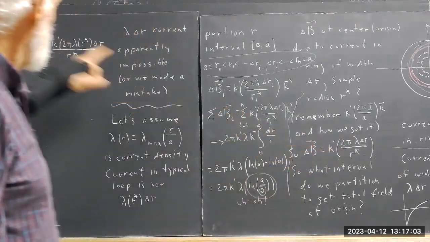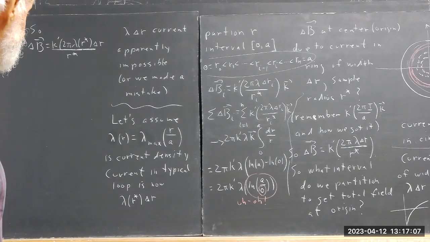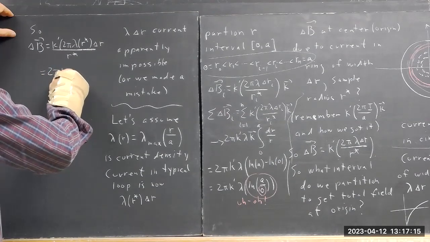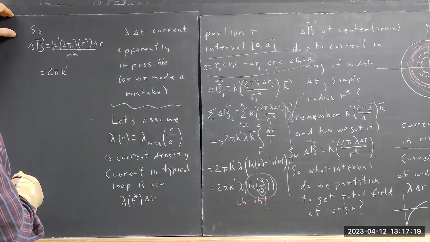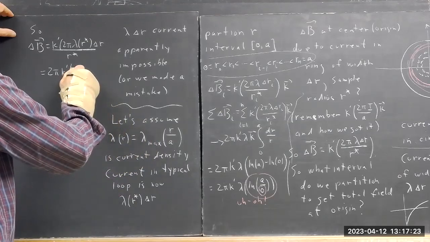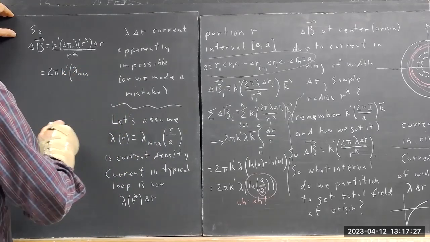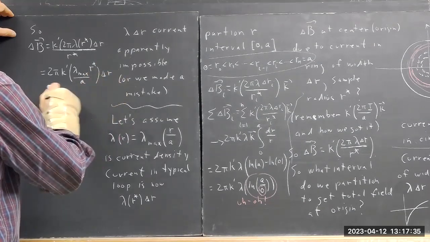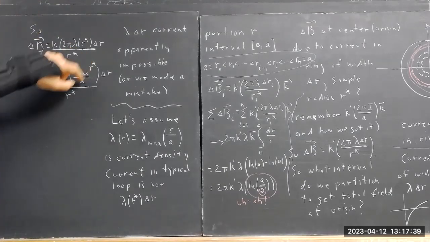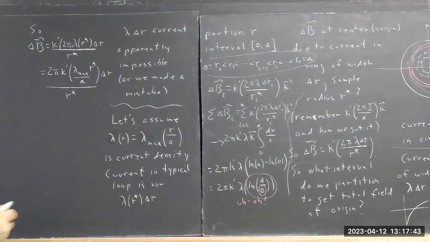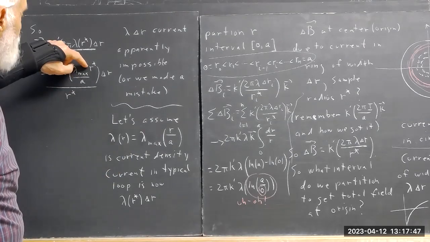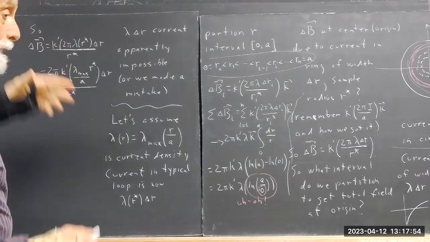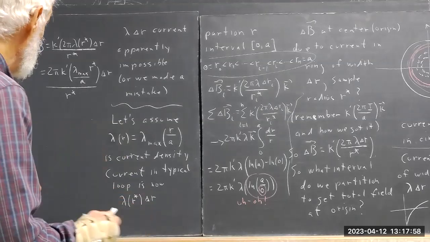Just replace my lambda by lambda of R star. And that's going to be K prime lambda max times R star over a. Remind yourself of what this means. It just means that R star is equal to A, but the current density is lambda max. R star is equal to zero, the current density is zero. That's the current density goes from zero to lambda max.